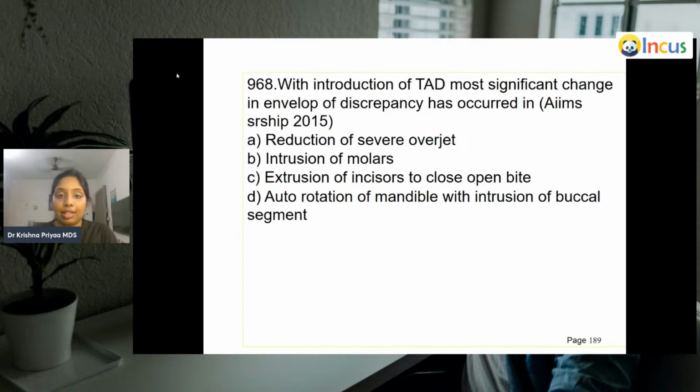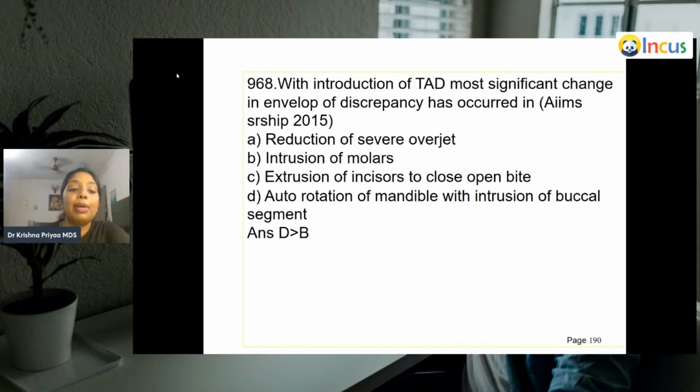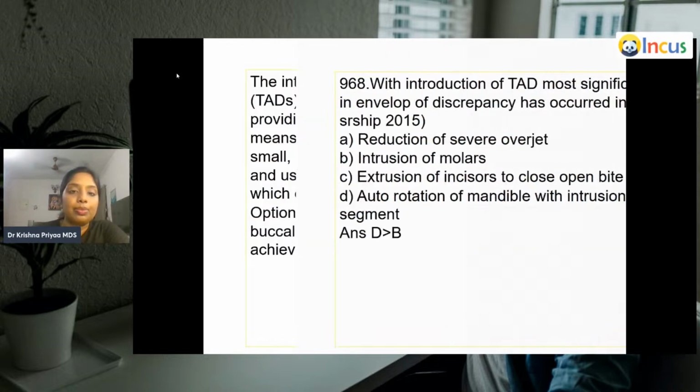So given the fact that TAD is an absolute anchorage and it can do a lot of things above and beyond the orthodontic principles, we can go for the option auto rotation of mandible with intrusion of buccal segments. Yes. But if this option is not given, intrusion of molars is also possible. So here we have to identify the best possible reason for the given question. All of it may be right, but we have to always choose the best answer for the given question.